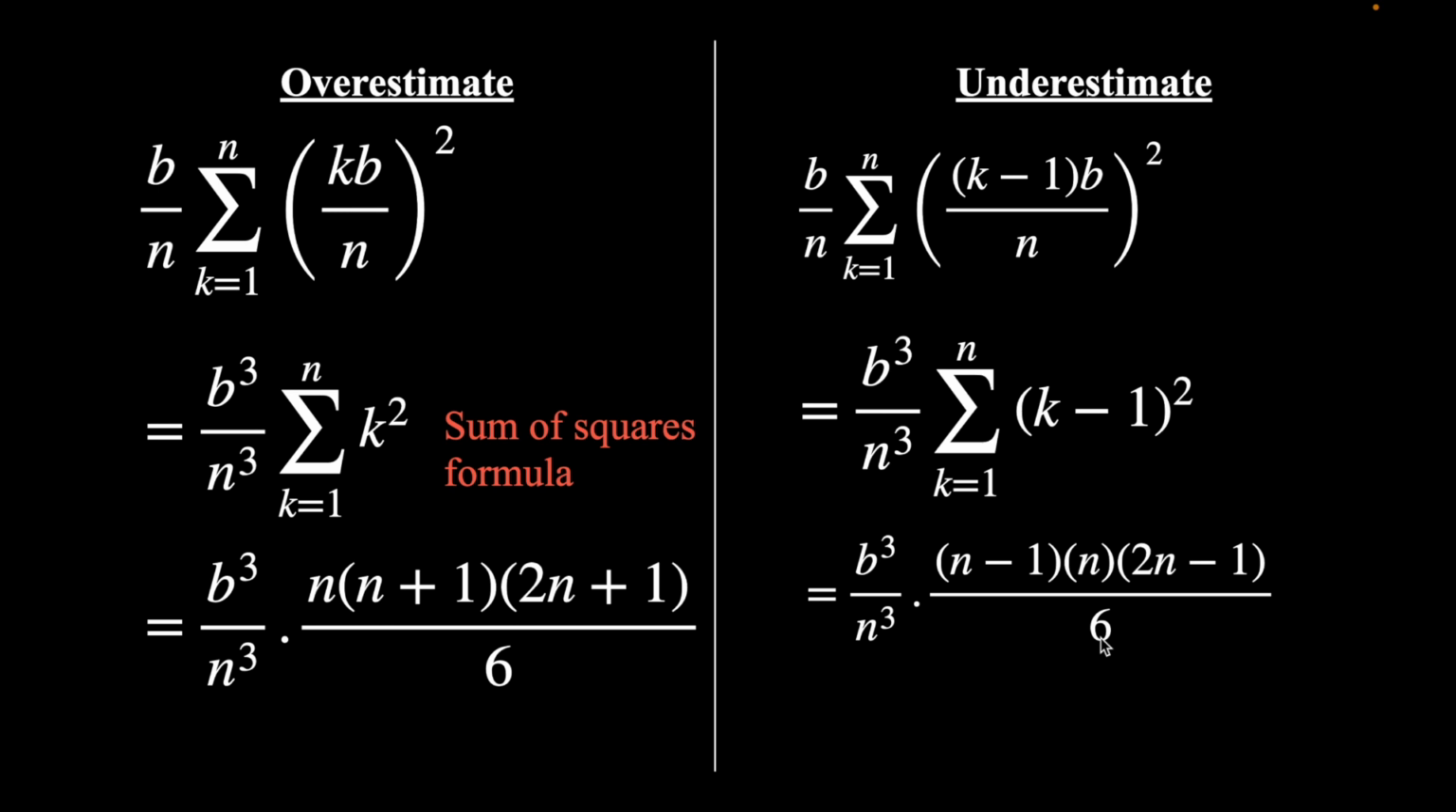And now I want to ask the question, what happens when n gets really large? Remember that n represents the number of partitions we're dividing the area into. And we said, as we increase the number of partitions, the estimates get closer to the real area. So let's have a look at these expressions as n gets really large.